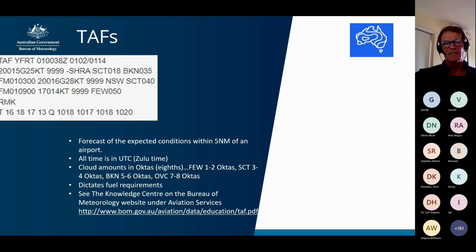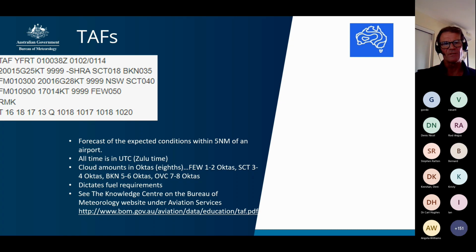The very top line says TAF for Forrest, gives you an issue time, but the important thing at the very top, this TAF is valid from 0102, so that's on the 1st of the month from 02 Zulu, and it's valid until 0114, so the 1st of November actually, at 14 Zulu. If you are going there, the conditions that you can expect are winds from 200 degrees, so a south-southwesterly, 15 knots gusting to 25 knots.